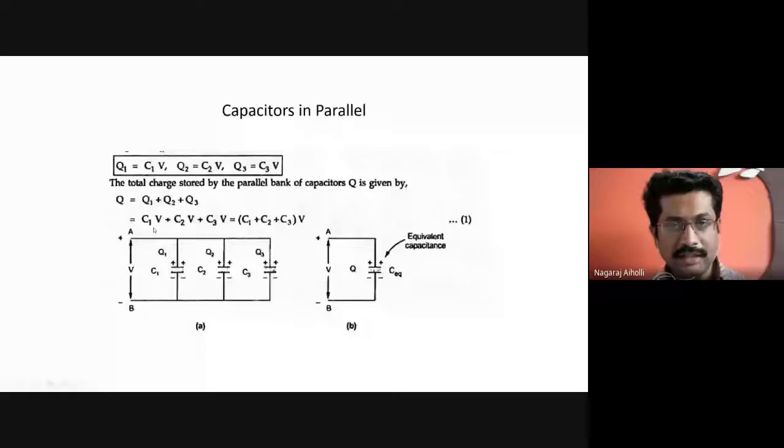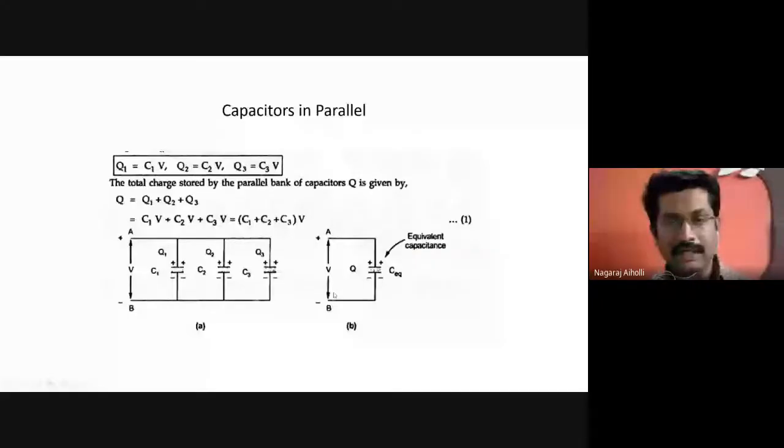Then, as per the equation, Q is equal to Q1 plus Q2 plus Q3. Q1 is C1V, Q2 is C2V, Q3 is C3V. Substitute. So the equation will be reduced to C1 plus C2 plus C3 into V, because V is common. Now what I am doing, I am replacing all these capacitors by equivalent capacitance C equivalent. Let the charge be Q and the total voltage be V. If this is the condition, then Q is equal to C equivalent into V.